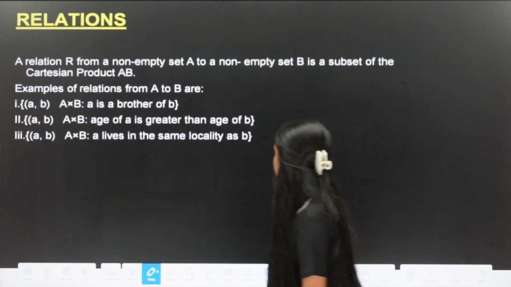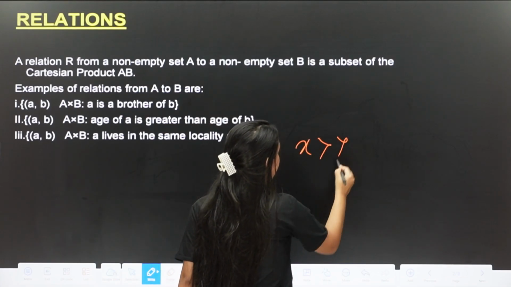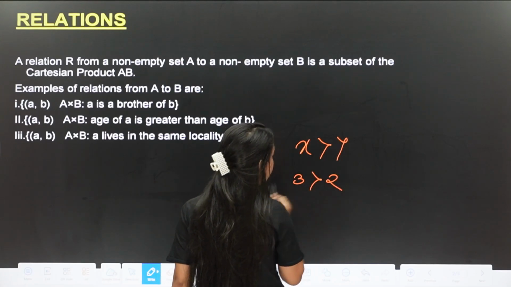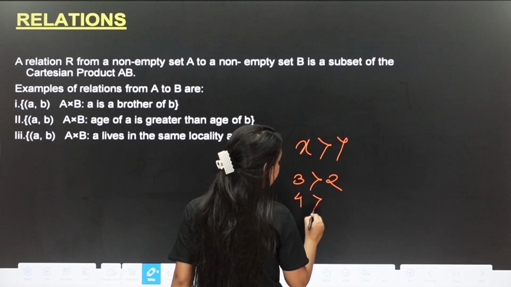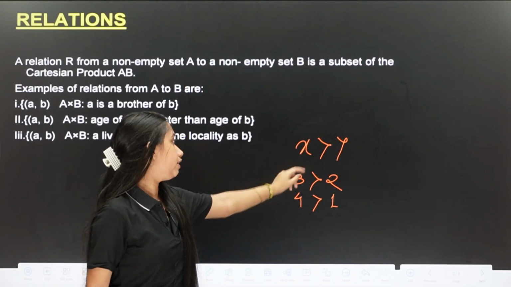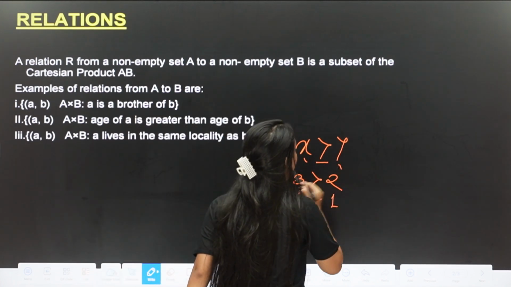For example, if we write x is greater than y, and if x is 3 and y is 2, then we know that 3 is greater than 2. For example, 4 is greater than 1. Thus, x is always greater than y. Thus, it is the relation between x and y.